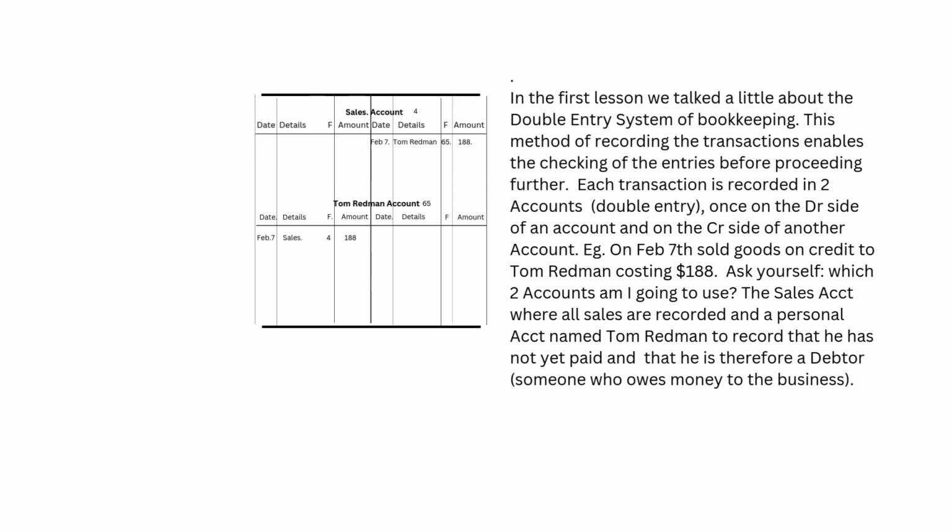For example, on February 7th, sold goods on credit to Tom Redman, costing $188. Ask yourself, which two accounts am I going to use? We are going to use the sales account, where all sales are recorded, and the personal account named Tom Redman to record that he has not yet paid and that he is therefore a debtor, someone who owes money to the business.